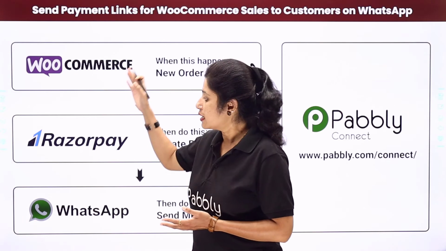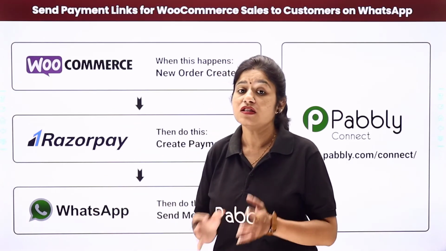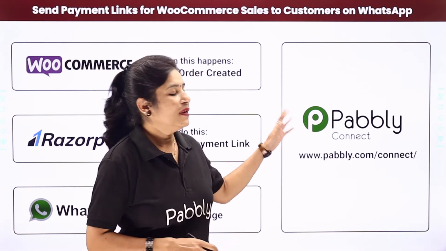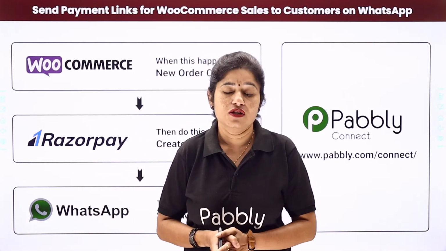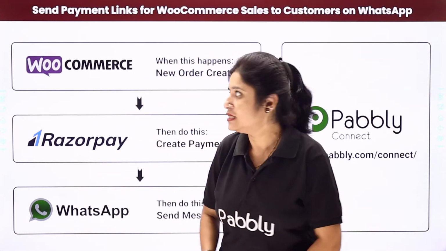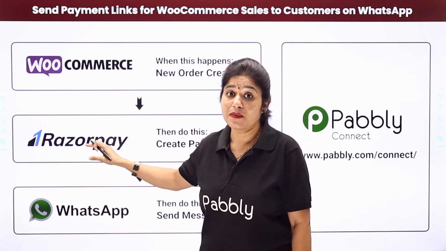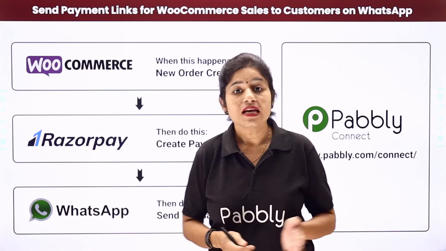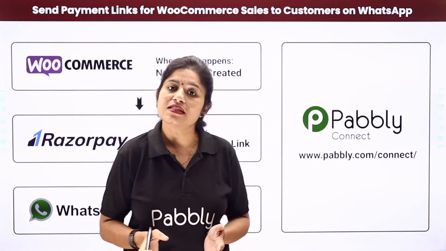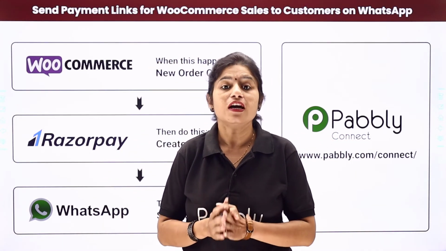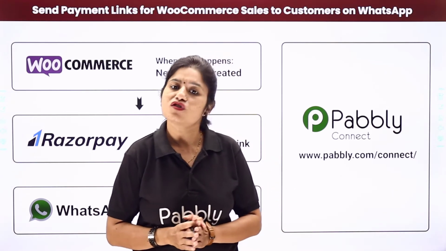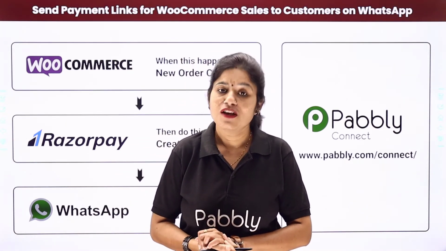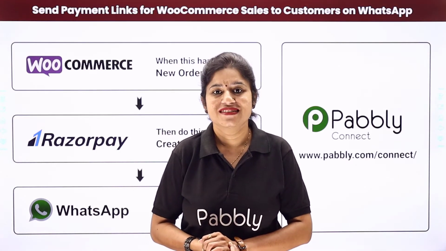To create a connection between these software applications, we are going to use Pabbly Connect. Pabbly Connect is an automation and integration software which will help us in integrating WooCommerce with Razorpay and with WhatsApp automatically. The best part is it doesn't require any coding skills or programming knowledge. Even a non-technical person can use this software application very easily. So how are you going to set up this automation? For that you need to come to my screen.